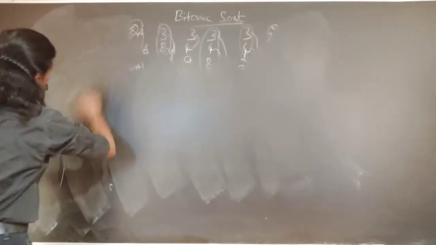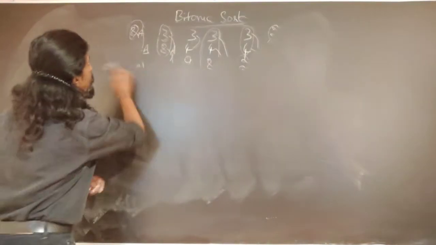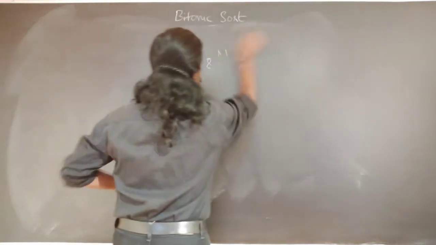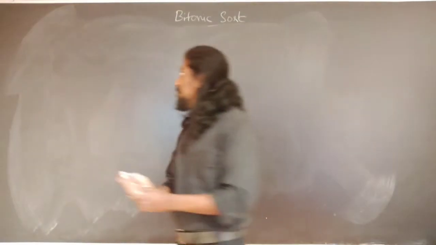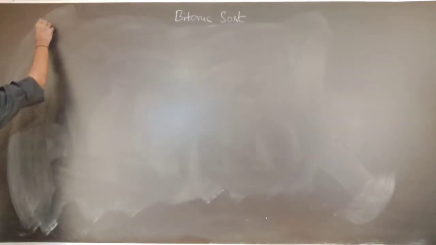Only thing is, when we are comparing, we need to see that the first element is smaller than the next element, and then we are going to swap so that the largest element will come before. We will see how the Bitonic sort algorithm looks like.